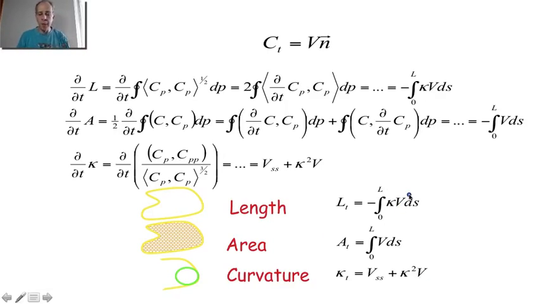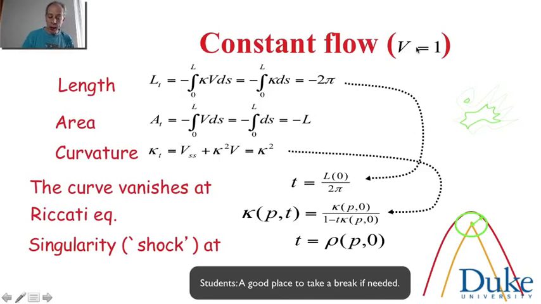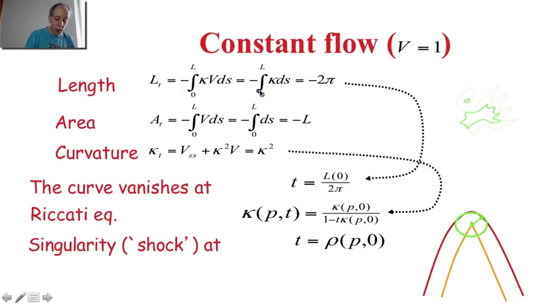For example, for v equal 1, the constant motion. So for the constant motion, we have v equal 1. And then for the change of length, we put here v equal 1. So it's the integral all around the curve from 0 to L. Now, the integral of the curvature around a closed curve is always equal to 2 pi. That's basically a fundamental theorem in differential geometry. And that basically says that the length is changing at constant rate.